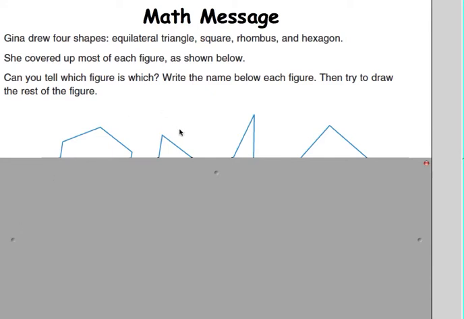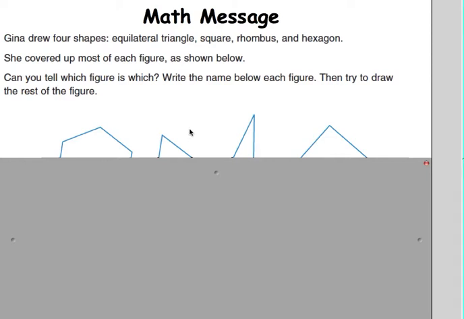Now, the second and third shapes here, these cannot be squares. I can see one of the angles in the shapes, and those are not right angles. So that tells me that this last shape here has to be the square. So now I'm left with the equilateral triangle and the rhombus.